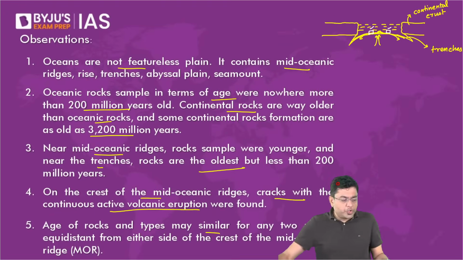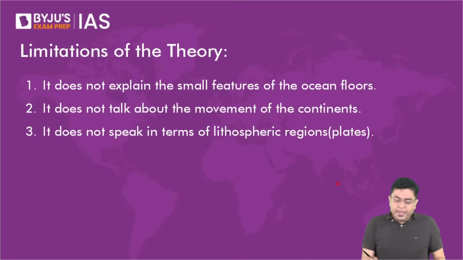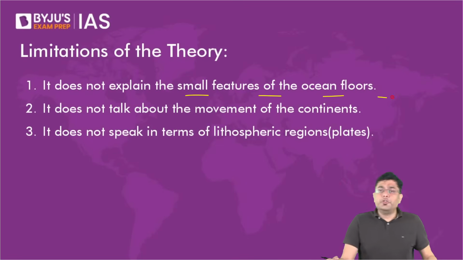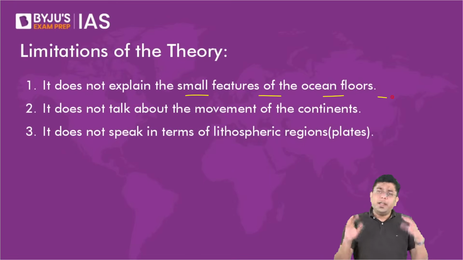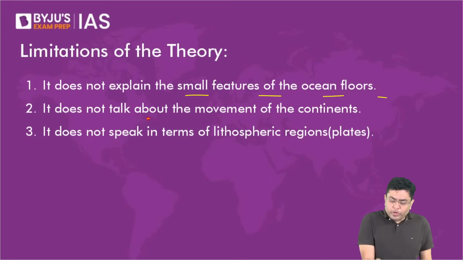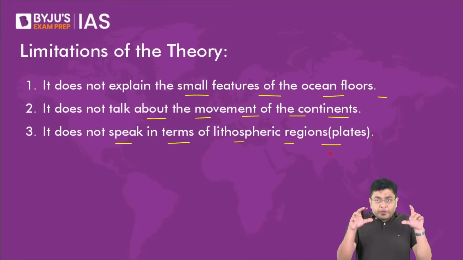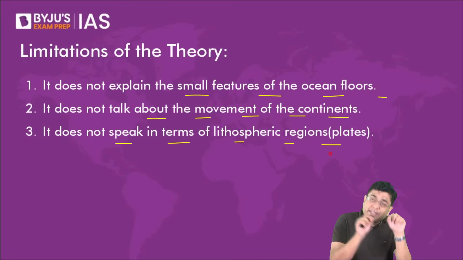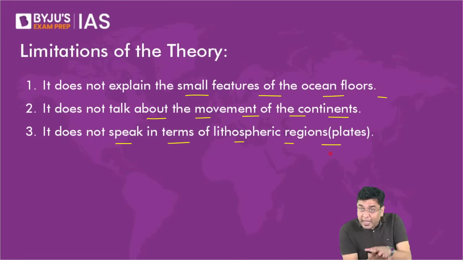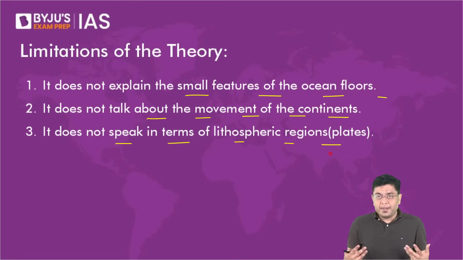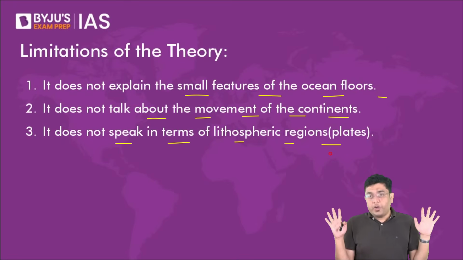Okay, so I'll show you the limitations. It does not explain the small features on the ocean floors, underwater mountains and ridges, etc. It does not talk about the movement of the continents. It does not speak in terms of the lithosphere, whether only the crust is impacted or the upper portion of the mantle is also impacted. What is impacted? He does not talk about that at all.